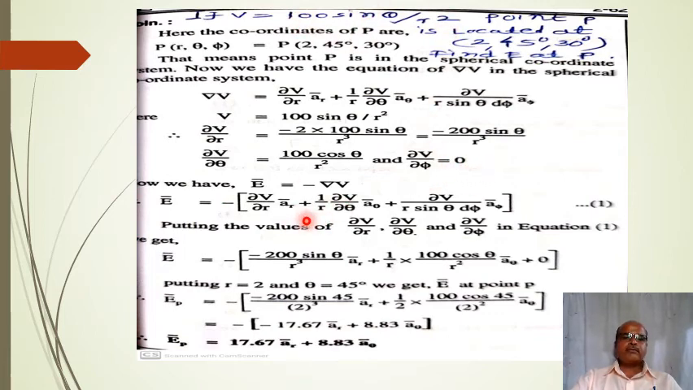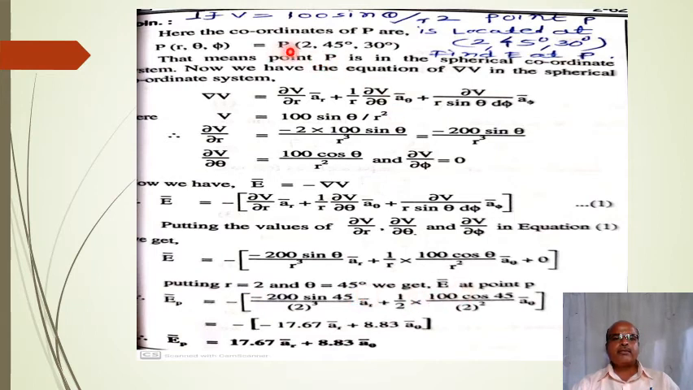So, fill in all these values in this equation. What is the value of del V by del r? Minus 200 sine theta upon r cube. Put the value, plus 1 upon r times del V by del theta. What is the value of del V by del theta? 100 cos theta upon r square. Fill in this value here. Then next, put r equal to 2, theta equal to 45 degree.